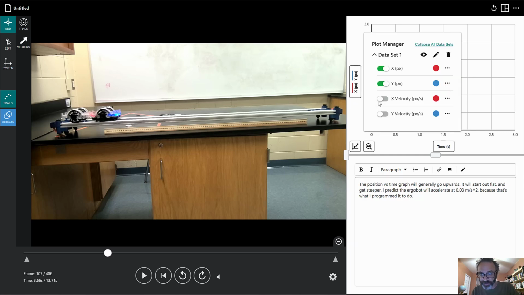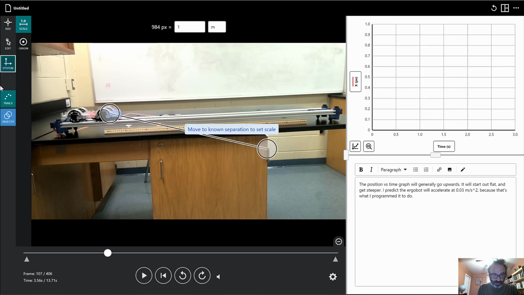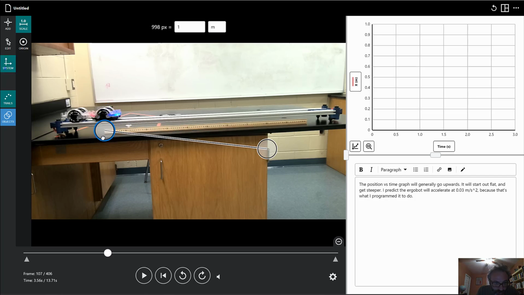I'm going to turn off Y because we're just looking at X today. The next thing we have to do is make sure that we set our coordinate system. The way that this app knows how far one pixel represents is by setting the scale. That's why you need to have a meter stick, or anything that you know the length of, and you set it up here. It defaults to a meter, but you can change it. So now that I've set this, it knows 1,238 pixels in my video is 1 meter.